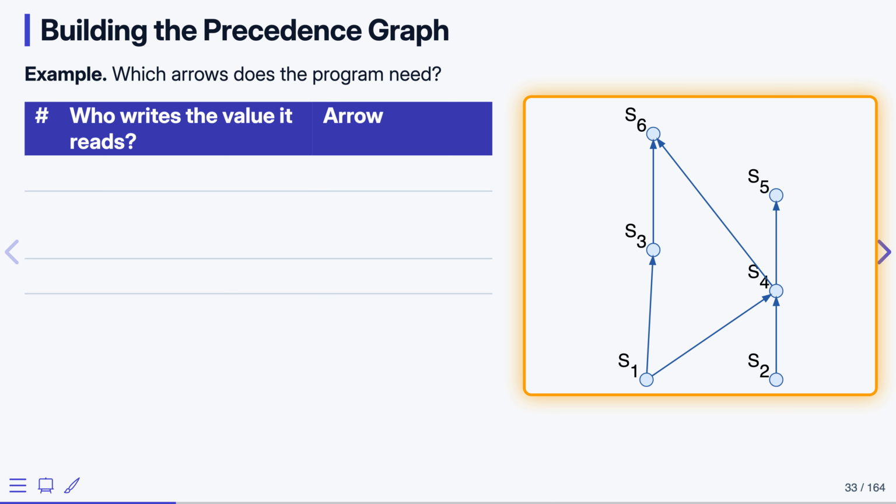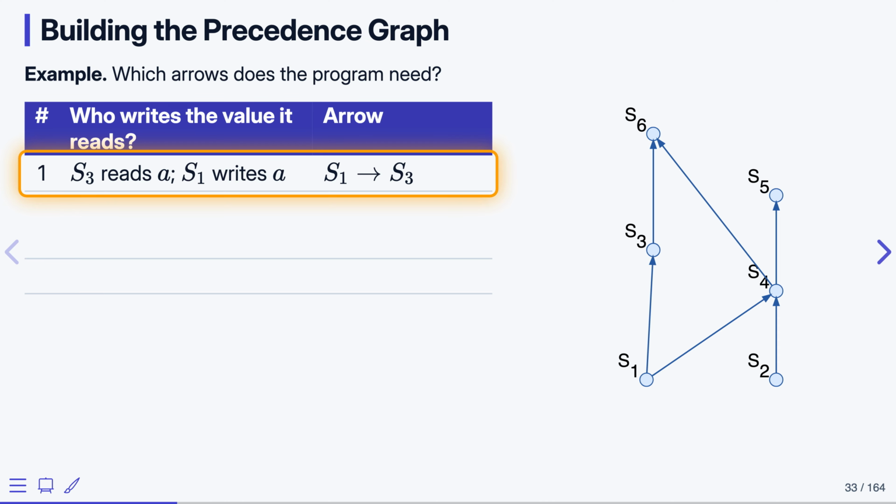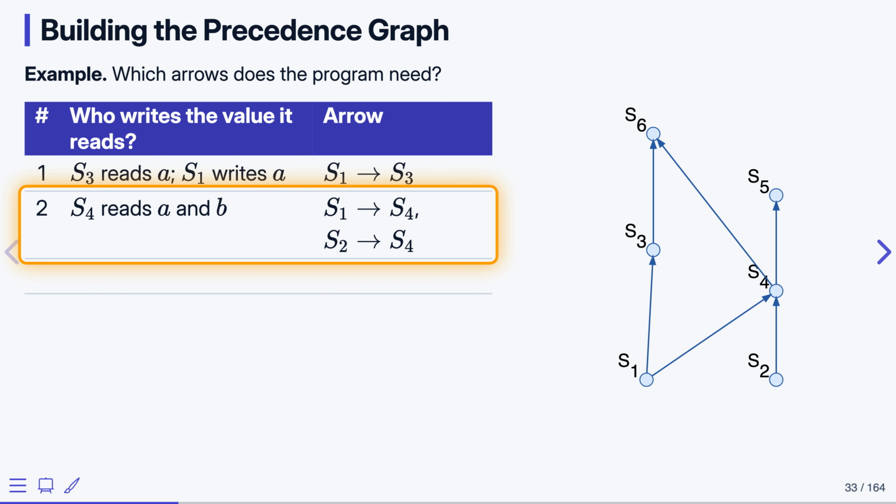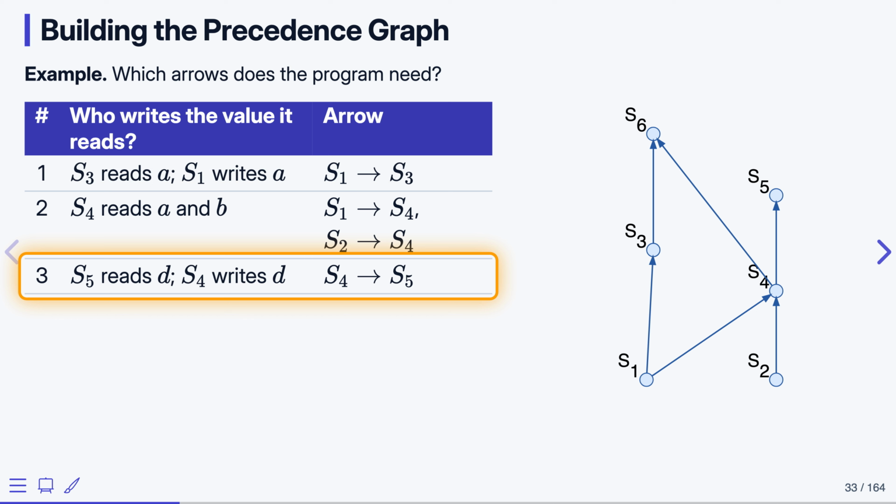Let's build the arrows, one statement at a time. Step 1. Statement 3 reads A. Who writes A? Statement 1. So statement 1 must run first. We draw an arrow from S1 to S3. Step 2. Statement 4 reads A and B. Statement 1 writes A, and statement 2 writes B, so we need two arrows into S4, one from S1 and one from S2.